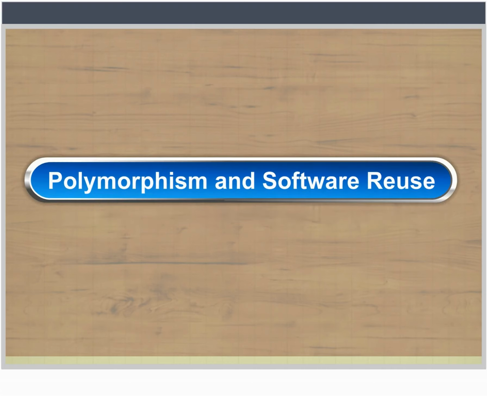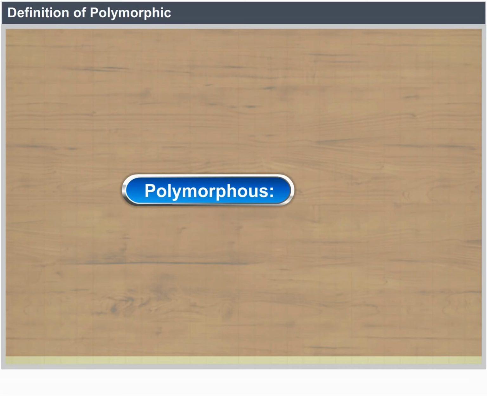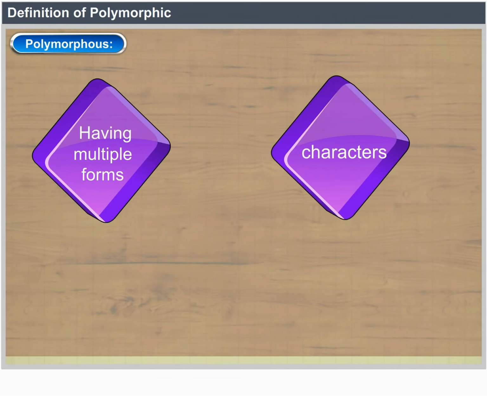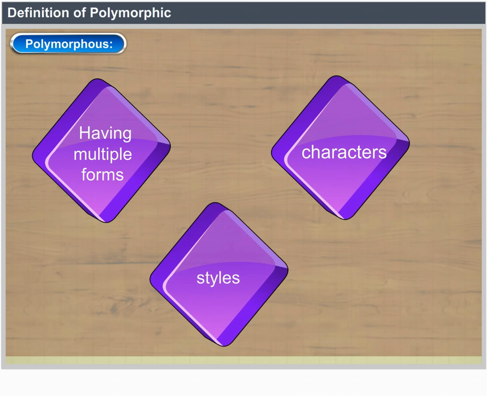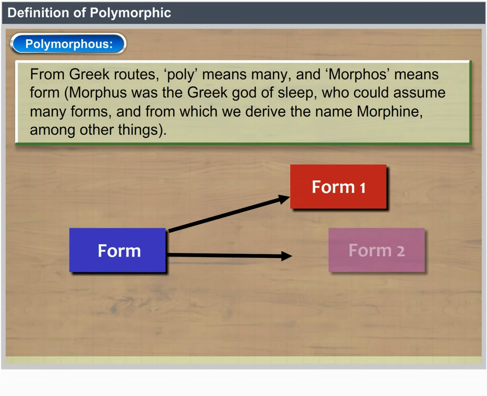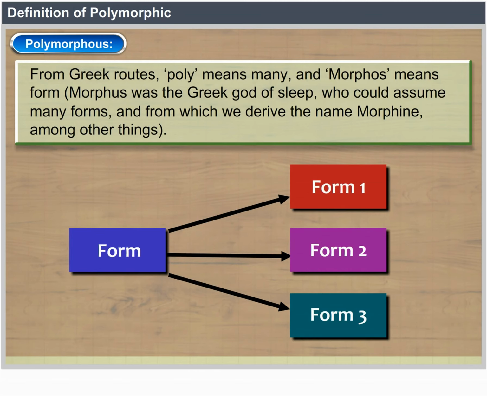Polymorphism and software reuse. Definition of polymorphic. Polymorphous: having multiple forms, characters or styles. From Greek roots, poly means many and morphos means forms. Morphos was the Greek god of sleep who could assume many forms, and from which we derive the name morphine, among other things.